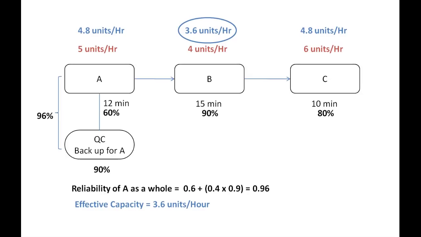So what that does is increase the effective capacity of A from 3 all the way to 4.8, which also increases the effective capacity of the entire system to 3.6, because B is obviously the next bottleneck. So depending on how much it costs to add a quality control backup or to add a different workstation as a whole, you can pick and choose which might be more appropriate for you depending on each circumstance. All right, so those are the simple facts.